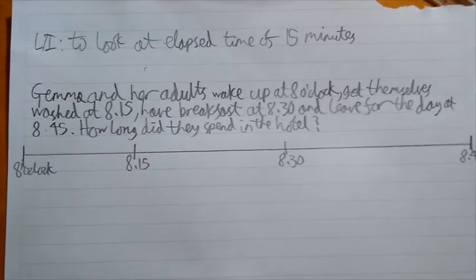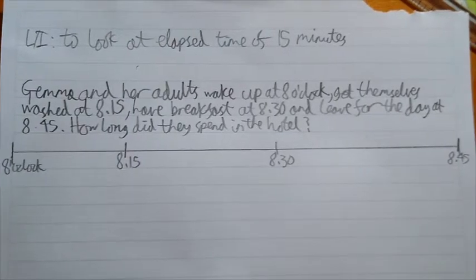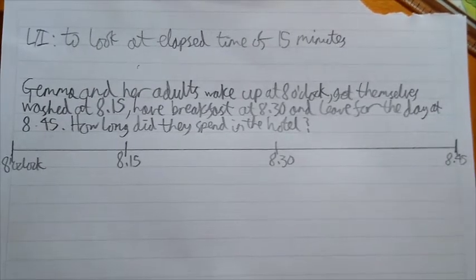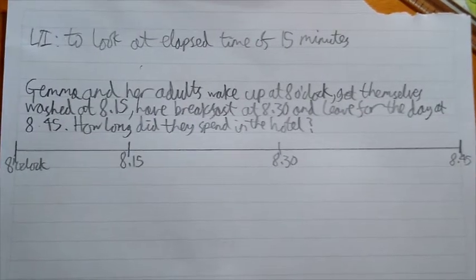Let's start with our example question. So last week, we were talking about Gemma and her family going all around Europe on the train. So we ended the word problems yesterday by Gemma and her family going to the hotel for the night. So we're going to start this example question with our morning routine. So Gemma and her adults wake up at 8 o'clock, get themselves washed at 8:15, have breakfast at 8:30 and leave for the day at 8:45. How long did they spend in the hotel?